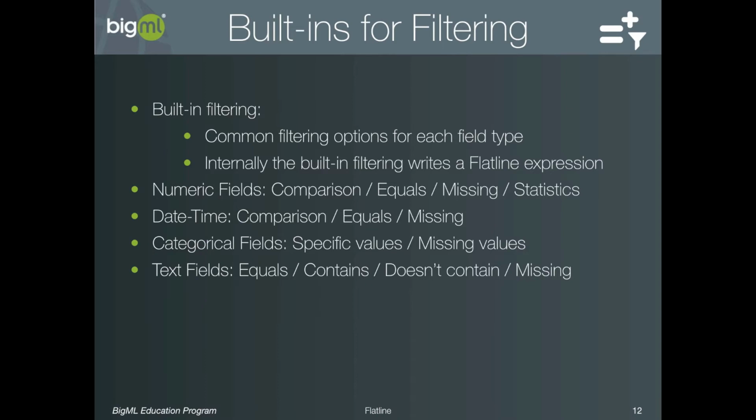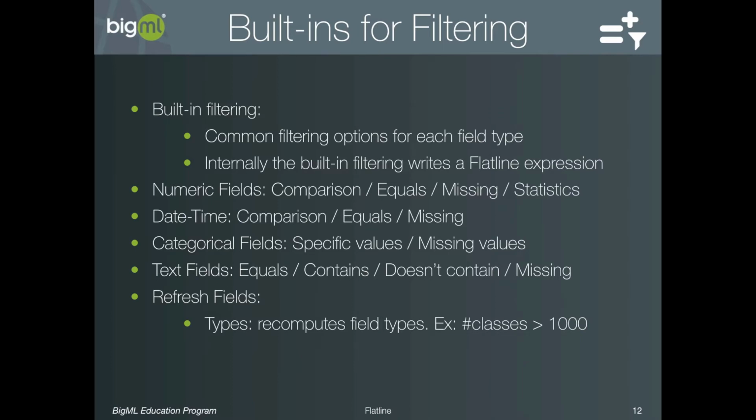One final option when filtering is the refresh fields option. The first is the types. When filtering a dataset, it is possible that the field type might change. For example, if a categorical field has more than 1,000 classes, then when you create the dataset, it will be forced to become a text field. After filtering, you may have fewer than 1,000 classes, in which case this field could become a categorical again, and enabling the refresh option for types will allow this to happen.